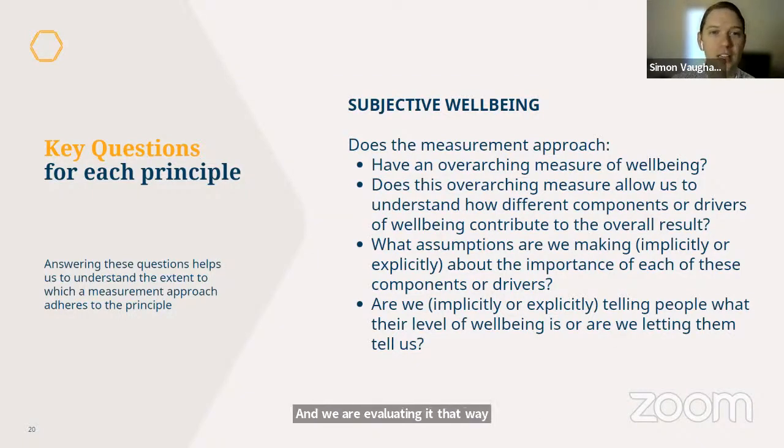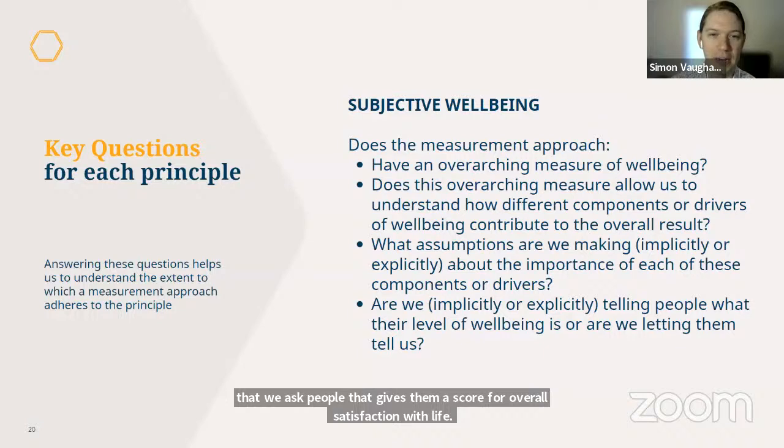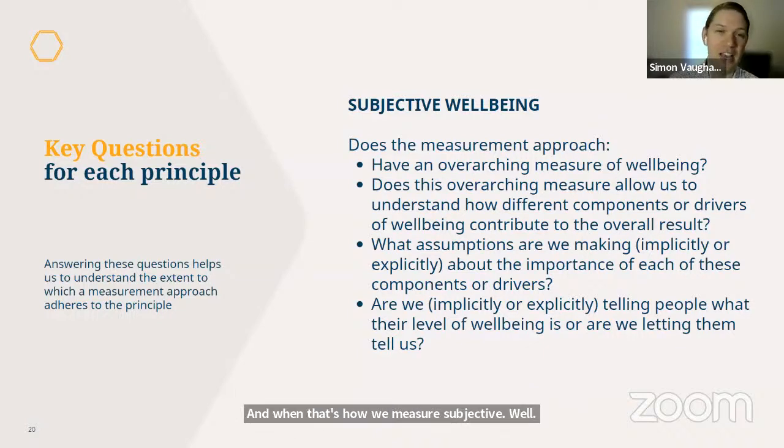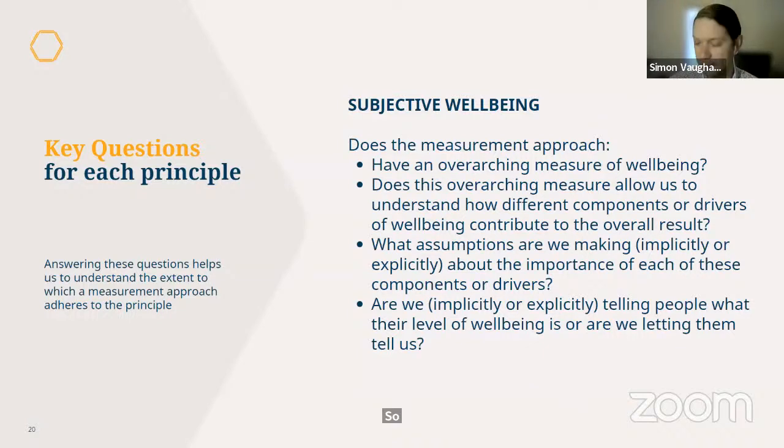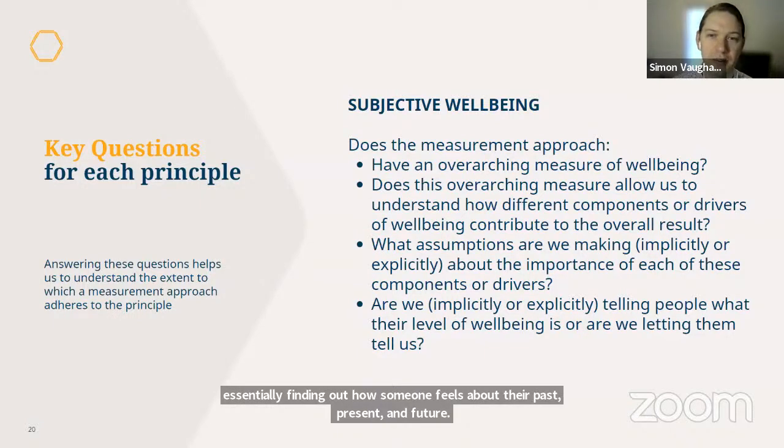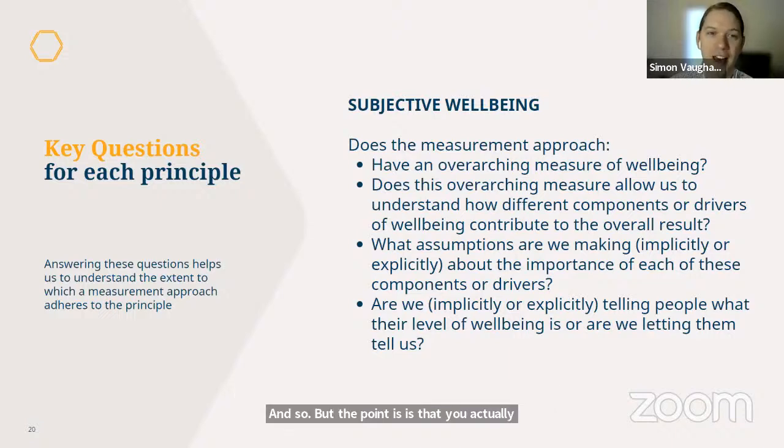So at Huber, to measure subjective well-being, we use a satisfaction with life scale. This is a set of 5 questions that we ask people that gives them a score for overall satisfaction with life. And that's how we measure subjective well-being. So essentially finding out how someone feels about their past, present, and future. But there are other approaches that people use to measure subjective well-being. The point is that you actually have to ask people how they are, because if we make assumptions, we can miss things.